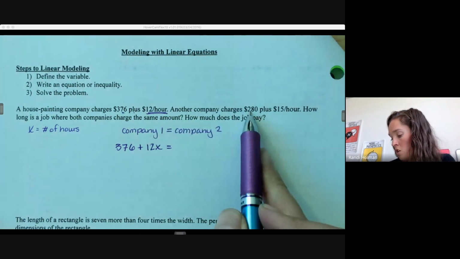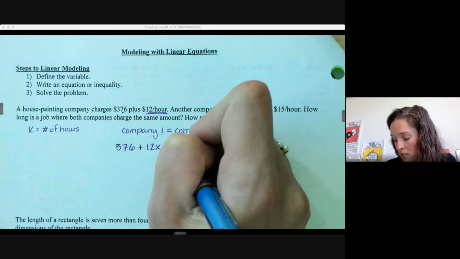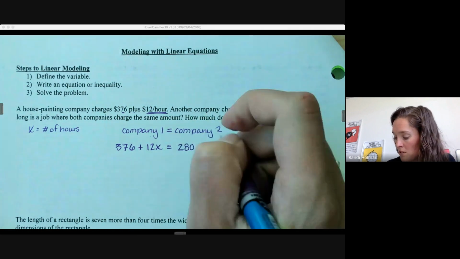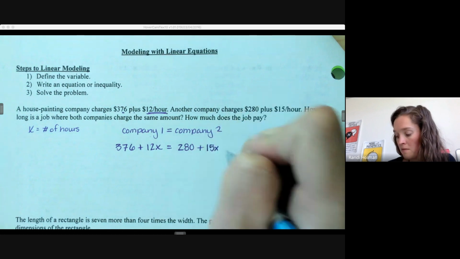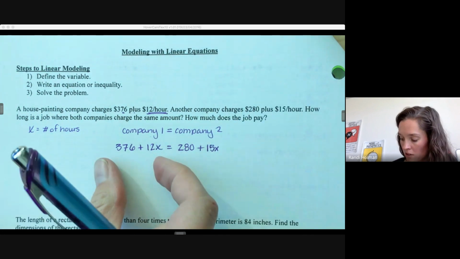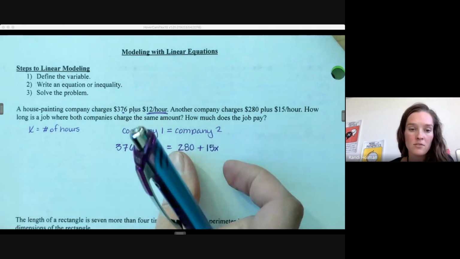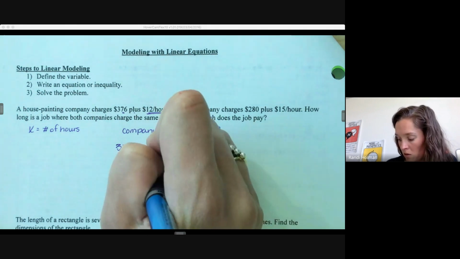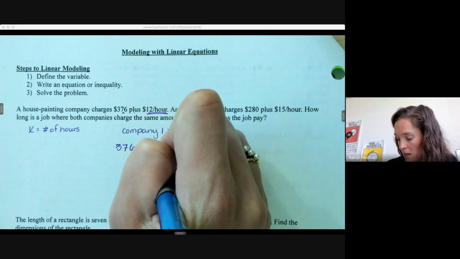Company two charges $280. That's a constant. You have to pay that no matter what, plus $15 per hour. So 15x. Okay, so this is the cost for company one. This is the cost for company two. We want to know when are those costs the same. So 376 plus 12x equals 280 plus 15x. So our goal here then is to get x by itself.